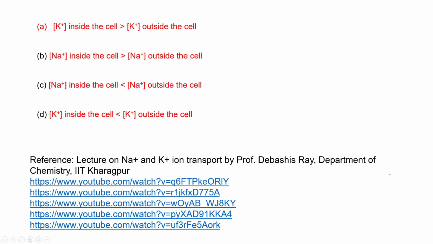Now if we go into the options again, what is the correct option? Option A, K plus ion inside the cell is greater than K plus ion outside, and option C, Na plus inside is less than Na plus outside. So these two are the correct options. So your answer is A and C.